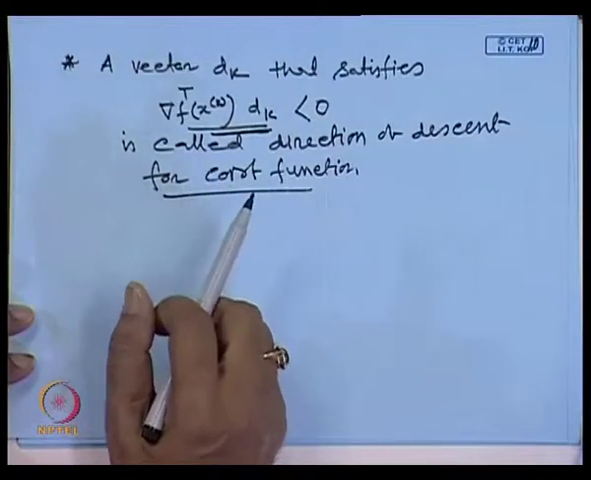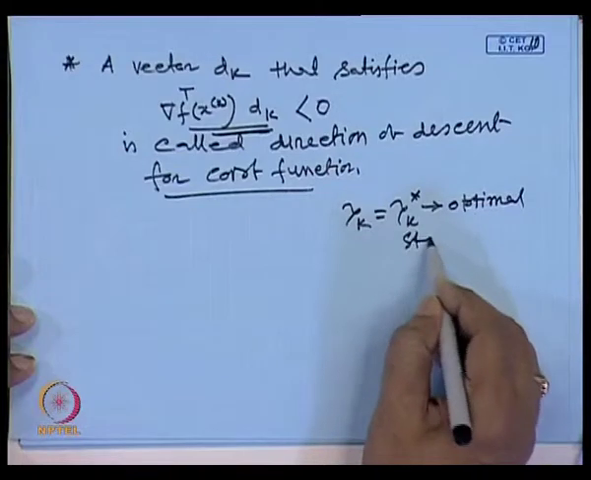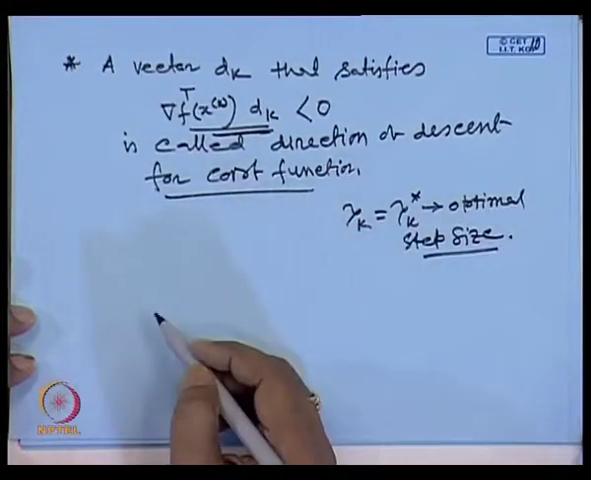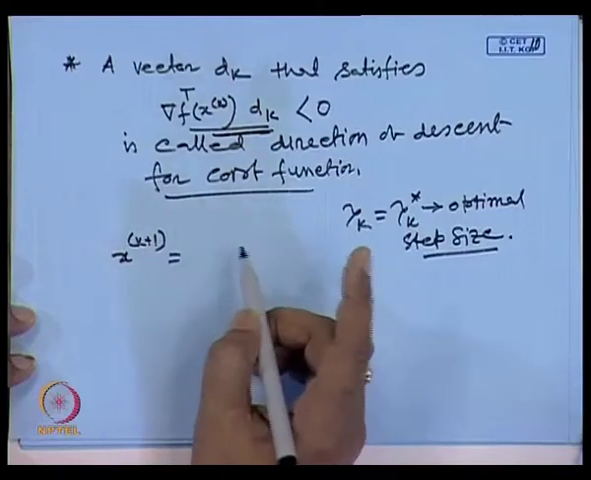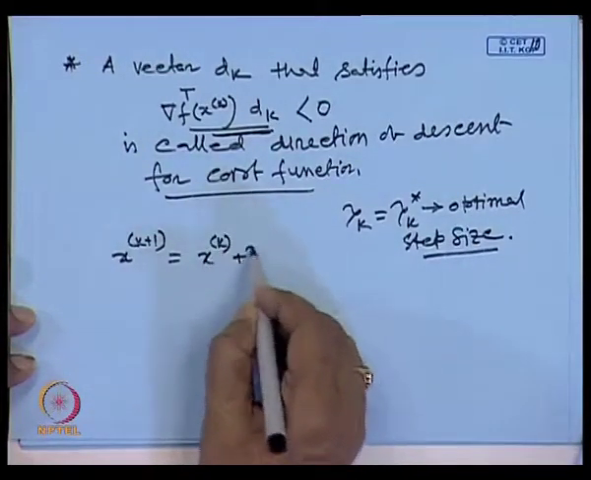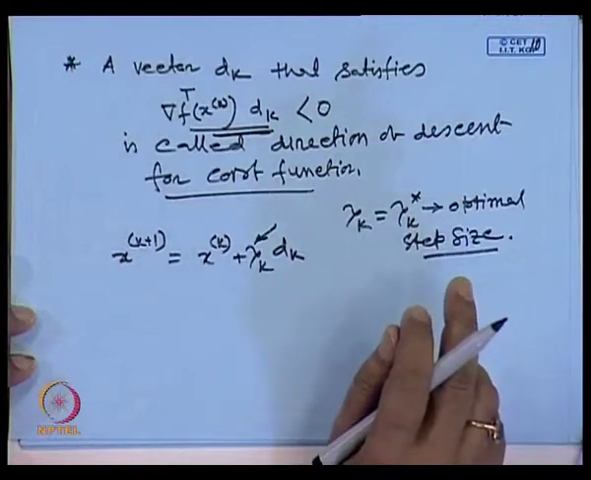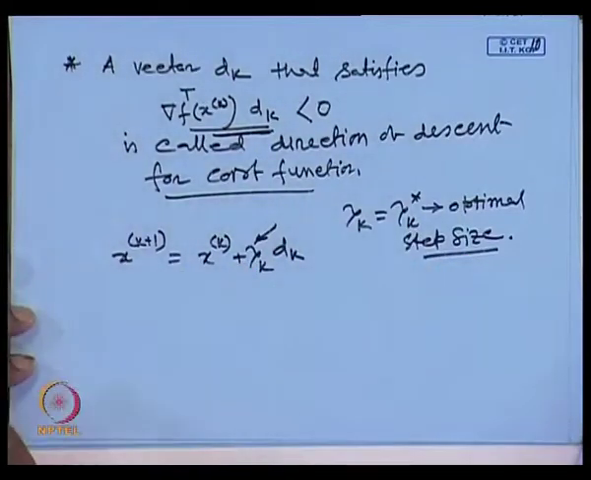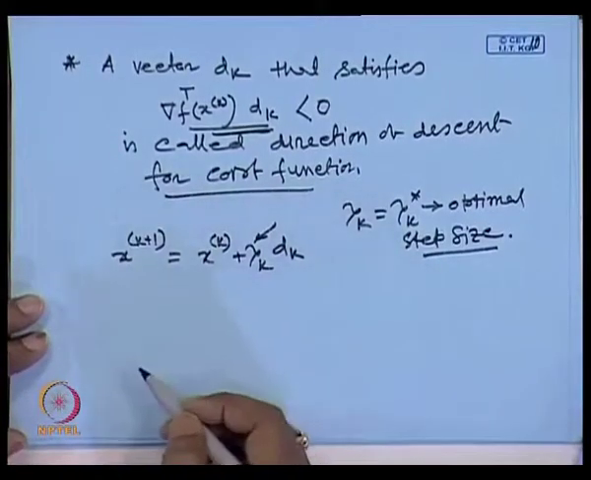Now the question arises: how do we find the optimum step size lambda k? Lambda k equal to lambda k star means the optimal step size. When we go from the kth iteration to the k plus 1th iteration, what is the optimal size of lambda k while we update the decision variables? So, let us see this.